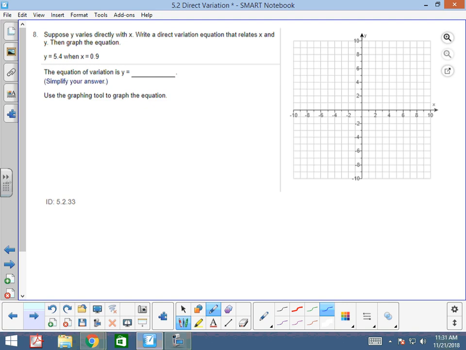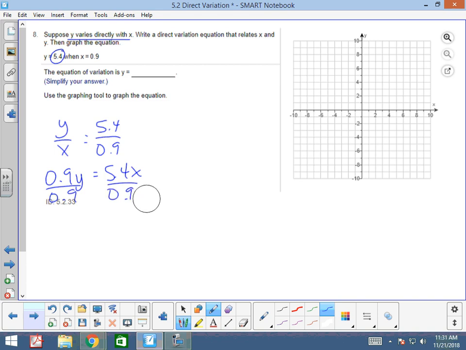Suppose y varies directly with x. So y over x. And we're going to write an equation first. Y is 5.4. X is 0.9. Cross multiply. And divide. Oops, 0.9. And we get y equals 6x. So this is 6x here.